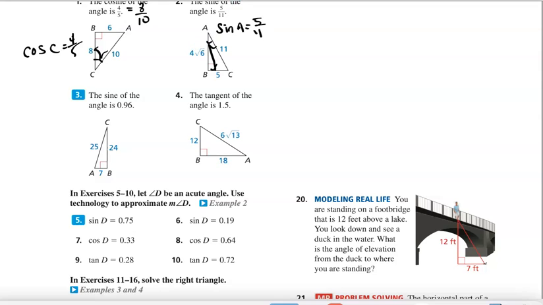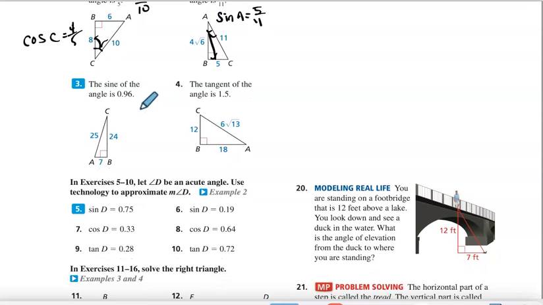Next, the sine of the angle is 0.96. Okay, so here we want to get the sine, and you could play around with a couple of these. So you have a couple options here. You're going to have sine of something over 25, right? Because that's going to be the hypotenuse no matter what. So it's either going to be 7 or 24. And if we can get an understanding of having the sine of something be 0.96, what is that?